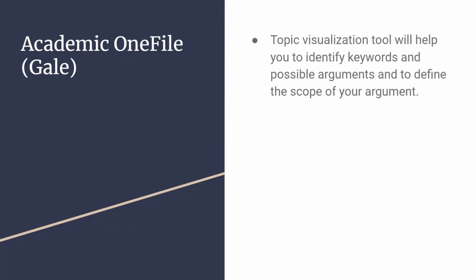Even if you're like, all I have is just a very broad topic, I don't even know what I want to search for, here is a tool that you can use. So Academic OneFile, this is through Gale, which is just one of our vendors. It's a topic visualization tool that will help you identify keywords and possible arguments that you can use to define the scope of your argument.